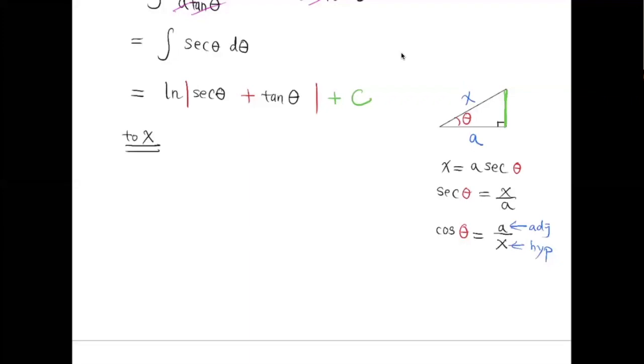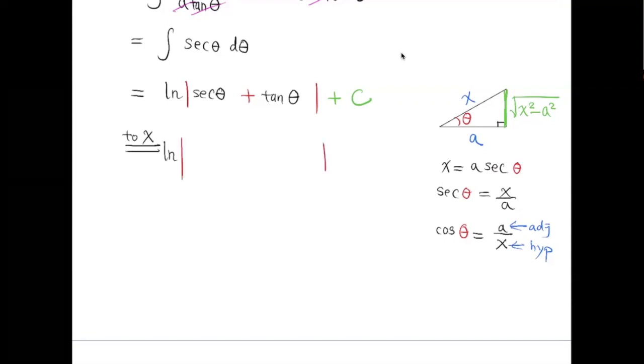The square root of x squared minus a squared, right? So that's the opposite side. So we got all three sides of this triangle, and now we can deal with all of this. So now we have this ln and the absolute value.